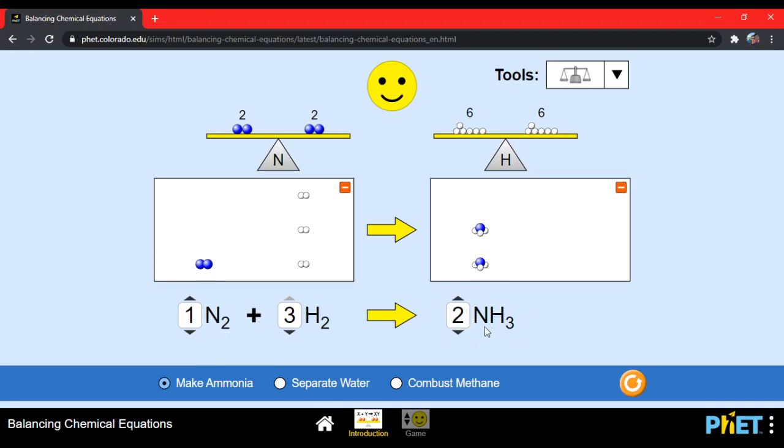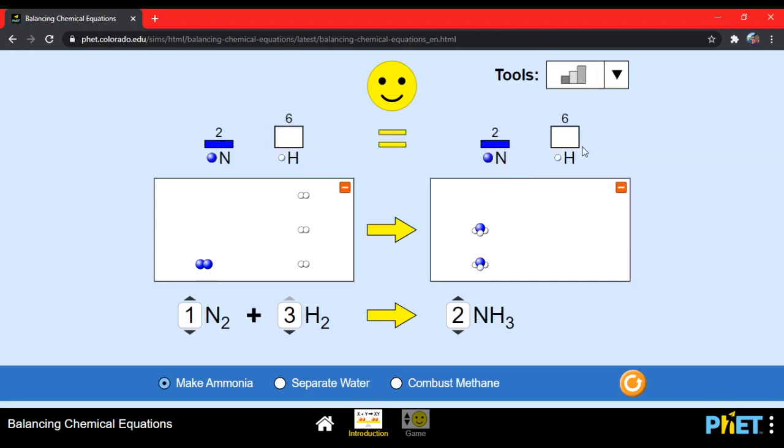Does the product also have 2 atoms of nitrogen? Yes. I have 6 atoms of hydrogen here. Does the product also have 6 atoms of hydrogen? So we have 1, 2, 3, 4, 5, and 6. So definitely there are 6 atoms of hydrogen on the other side. Therefore, if you take a look at this balance, it is perfectly balanced as all things should be.